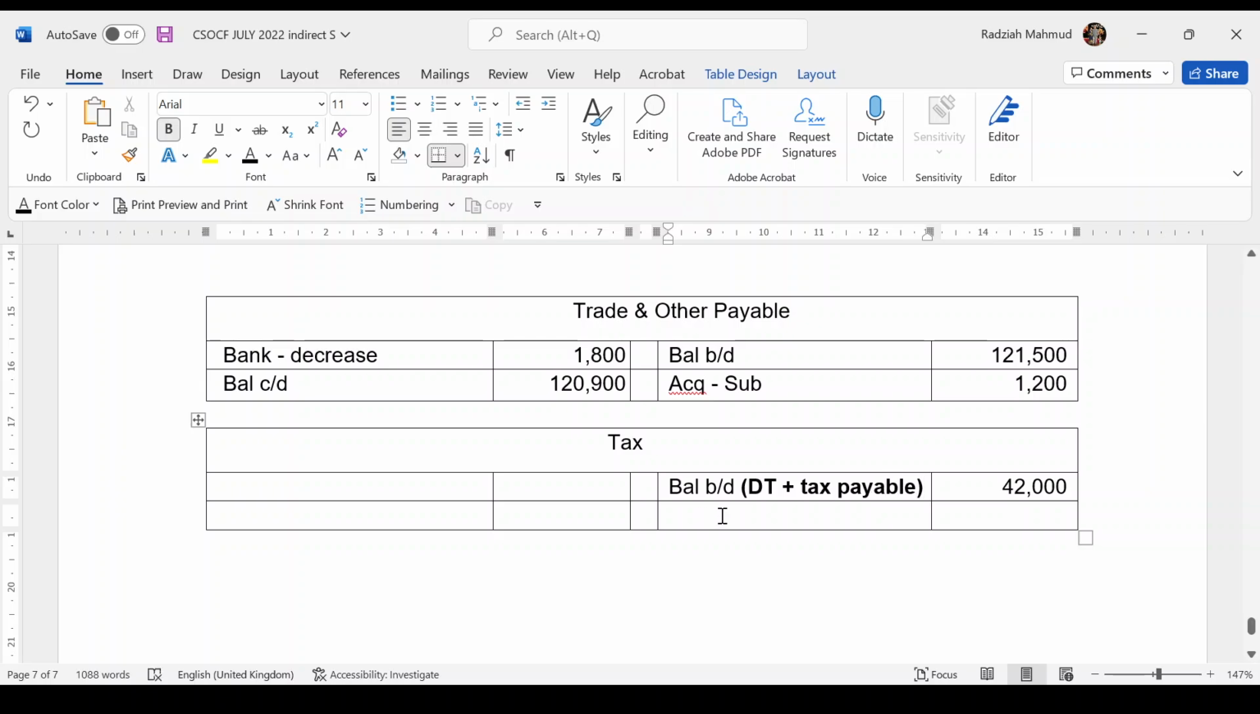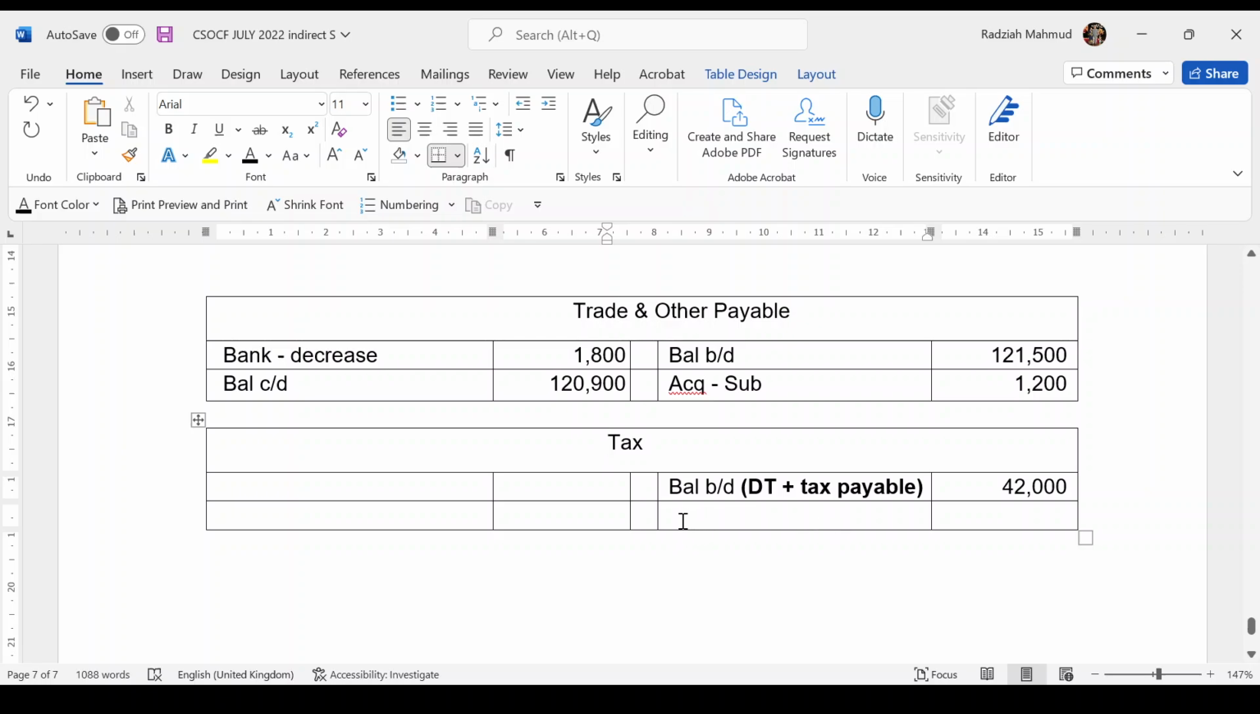Okay, sometimes we have tax recoverable. Tax recoverable is an asset, so you put it on the debit side. Yeah, we have balance BD for tax recoverable. It is on the debit side. Okay, so sometimes we have tax payable at the beginning, and then at the end we have tax recoverable.